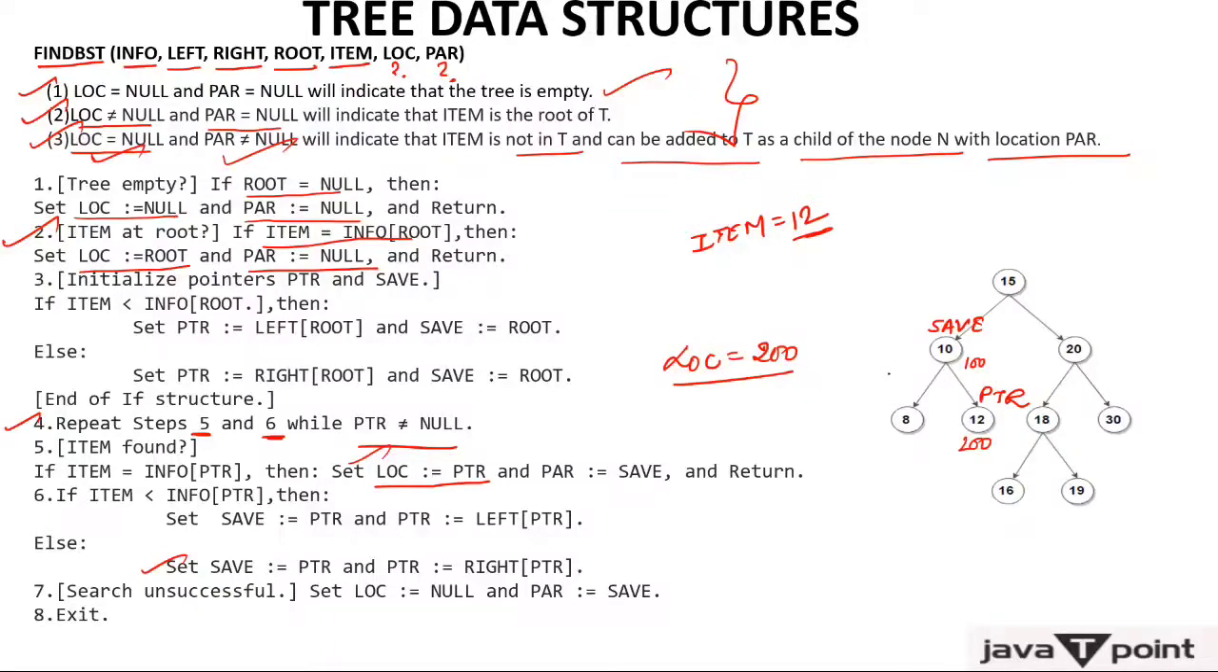And save parent is equal to save, that is, parent is save. So what is save now? Suppose save is 100. Fine. So these are the two pieces of information, and this is accurate information. Fine.